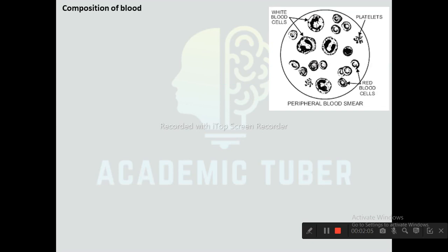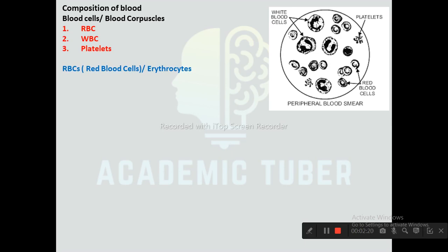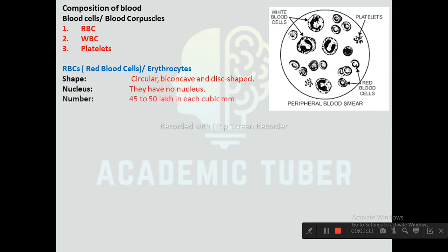Composition of blood. So here is a diagram showing the composition of blood. Blood cells, blood corpuscles. So blood cells are categorized into 3 types. They are RBC, WBC, and platelets. First one is RBCs, red blood cells, also known as erythrocytes. The shape of RBC is circular, biconcave, and disc shape, and it does not have a nucleus.